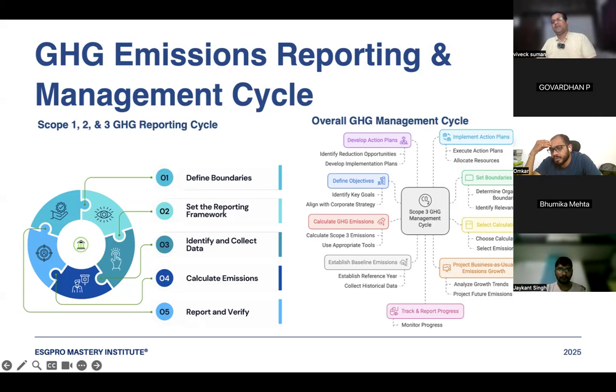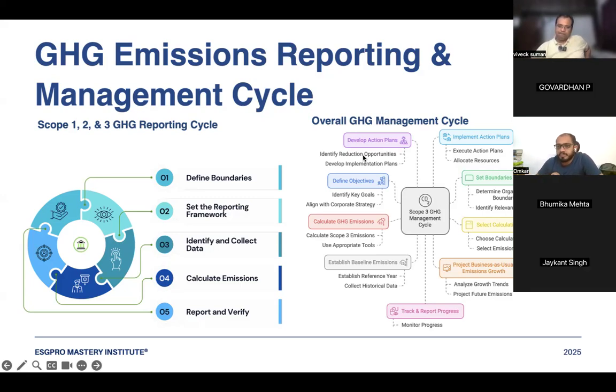Clear? So decide हमेशा client ही करता है, reporting company ही करती है उसकी boundary. Nobody else does on their behalf. Somebody can help them, but that is a help. That has nothing to do with the reporting cycle. Any other question?